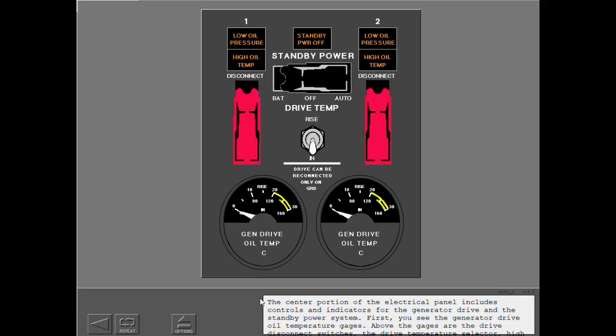The center portion of the electrical panel includes controls and indicators for the generator drive and the standby power system. First, you see the generator drive oil temperature gauges. Above the gauges are the drive disconnect switches, the drive temperature selector, high oil temperature, and low oil pressure lights. Also included are the standby power switch and standby power off light.